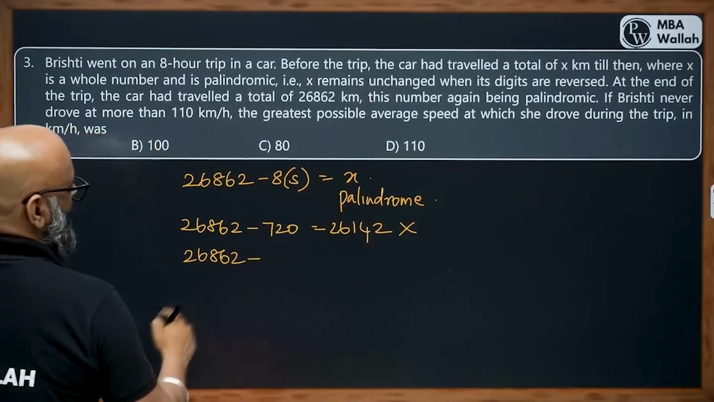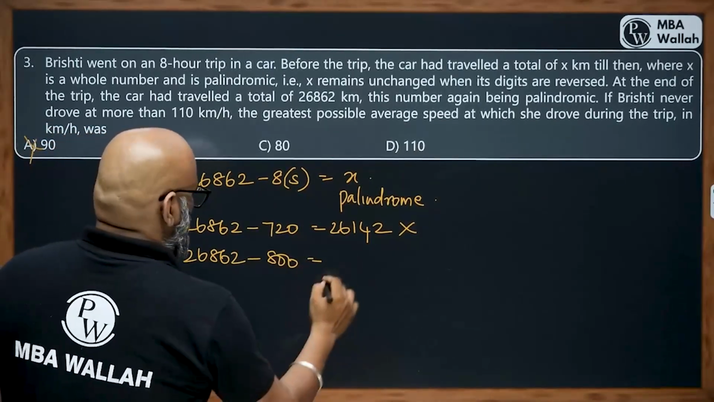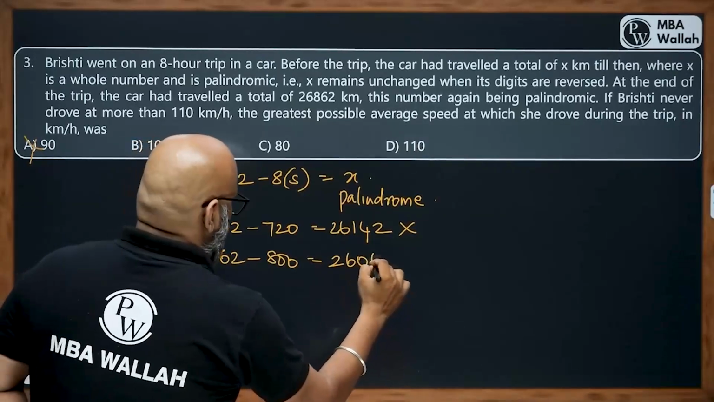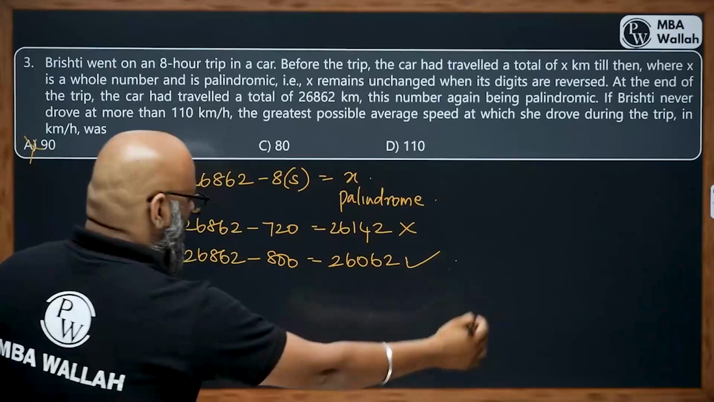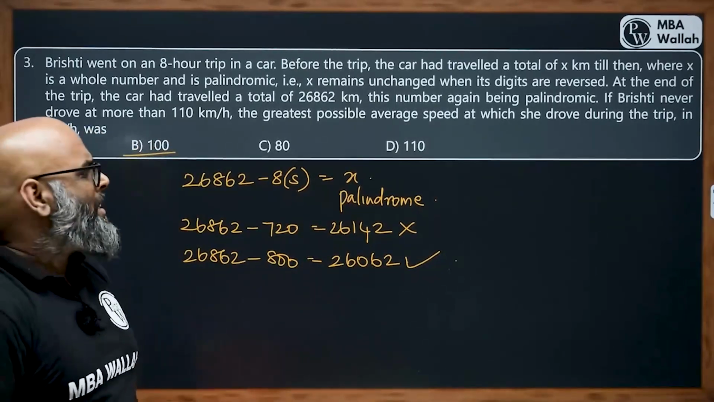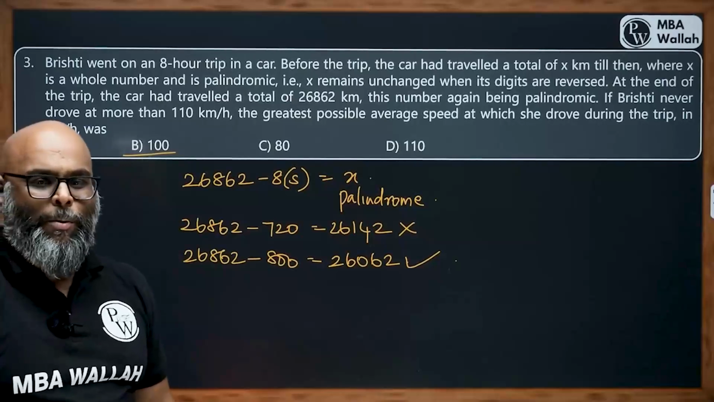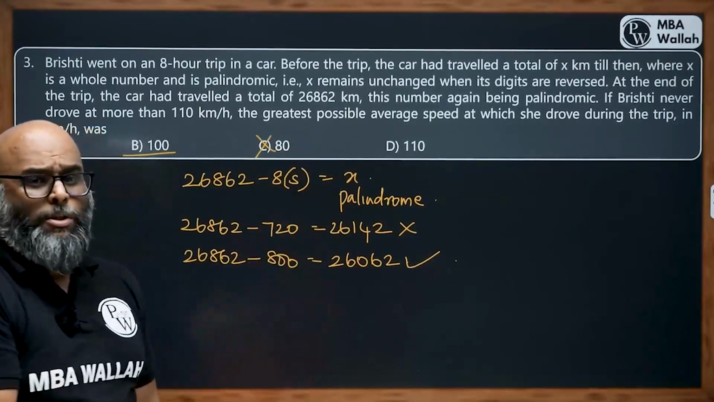26862 minus 8 times the speed, which will be 800. So this will become 26062. Can this become a palindrome? Yes, it is a palindrome. So 100 works, but they are asking for the largest possible value. So I don't have to check for 80 because 100 works. 100 is more than 80.